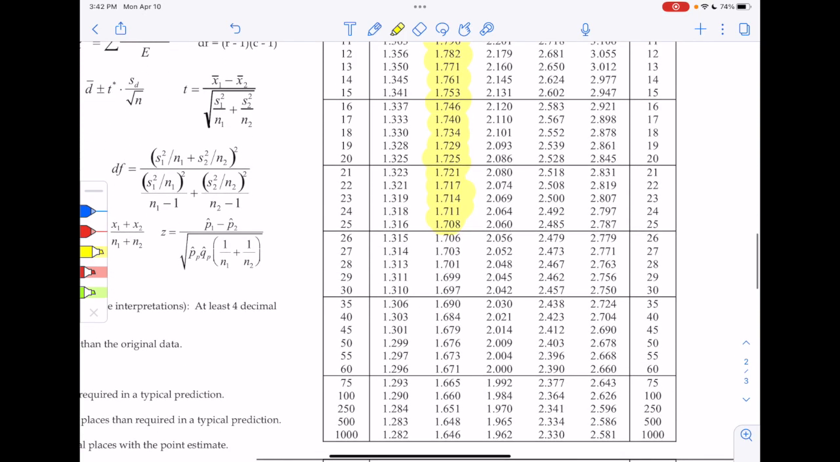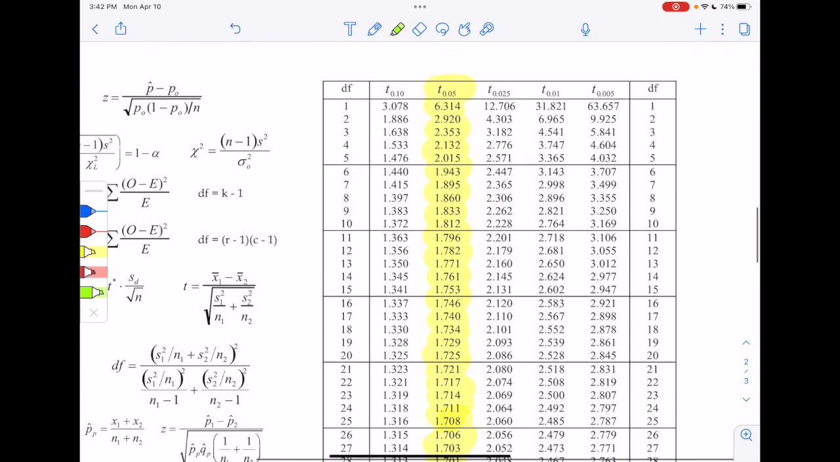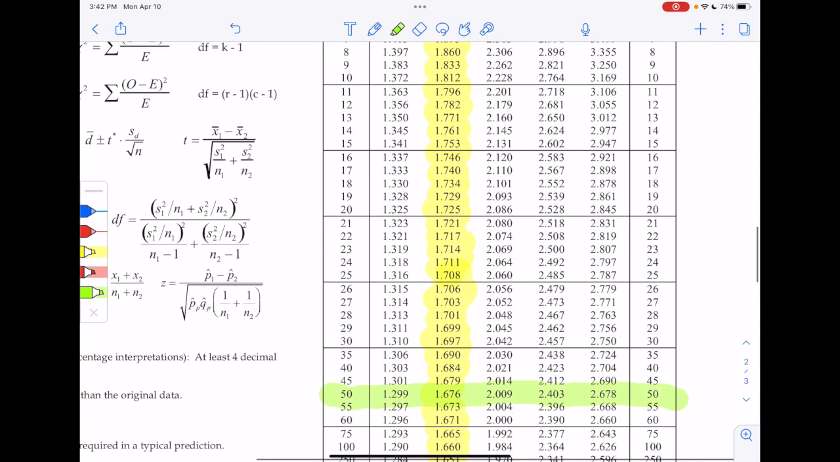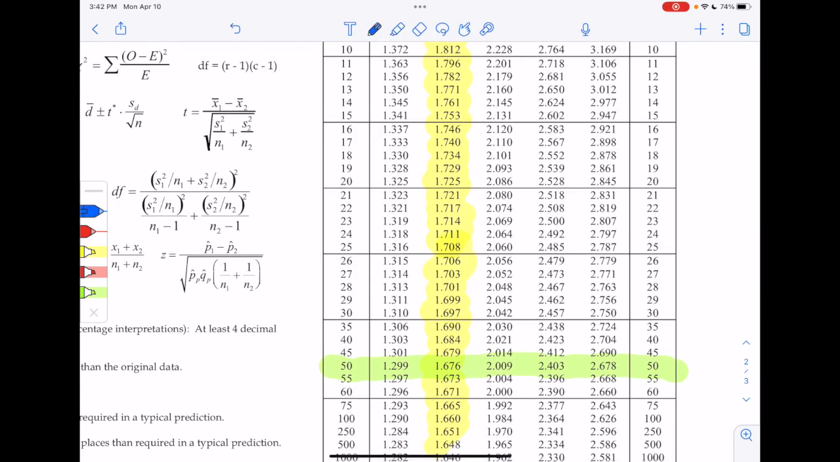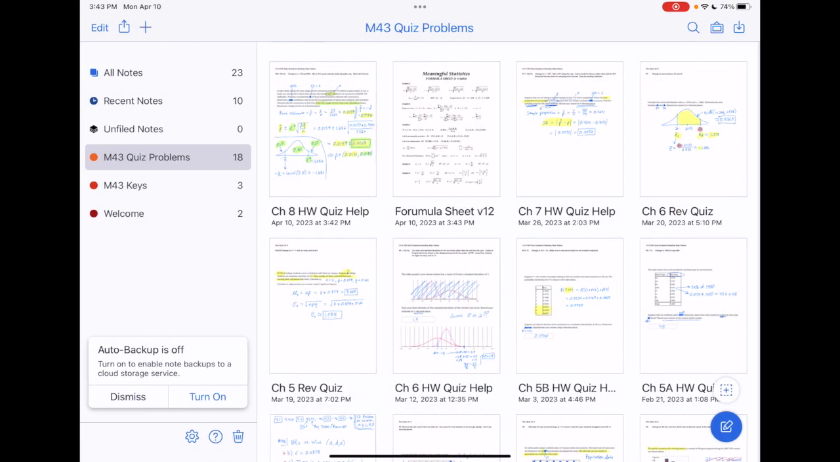So I need to keep going down because I'm not far enough to get that 50 yet. So now I am, and just highlight the df50 row, which is right here. And we can see that the t of 0.05 column intersects with the df of 50 row right here at 1.676. So that is going to be the t-score that we use in this process.